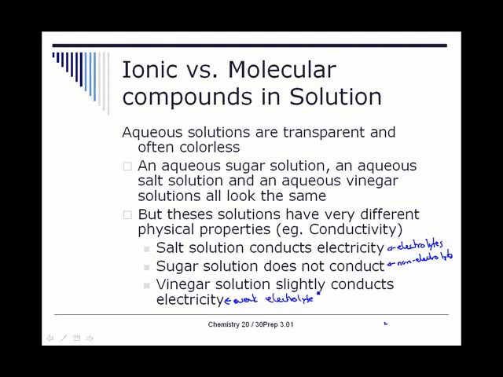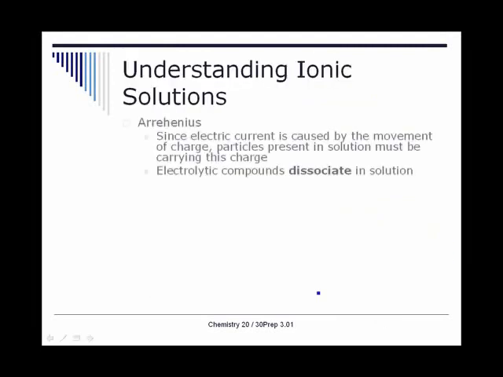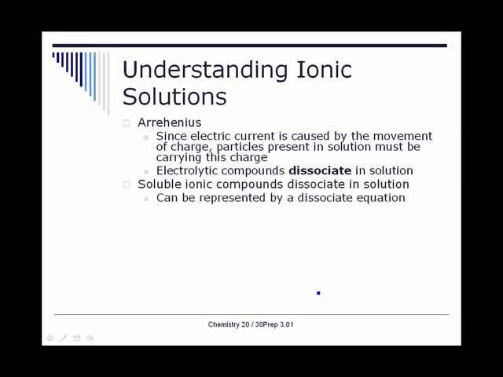So we have to be able to explain why these three solutions that look the same have different physical properties. So we'll start with the ionic solutions, and we'll have to go with our good friend Arrhenius. He said that electric current is caused by the movement of charge. So it's caused by the particles. Our charged particles have to be moving in the solution. Now we've said that electrolytic compounds dissociate in water, or they form ions.